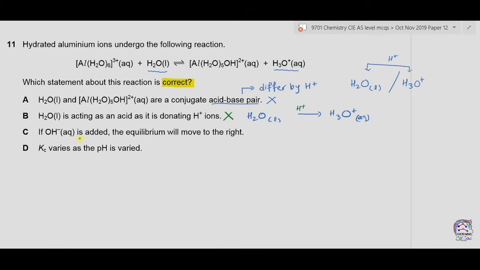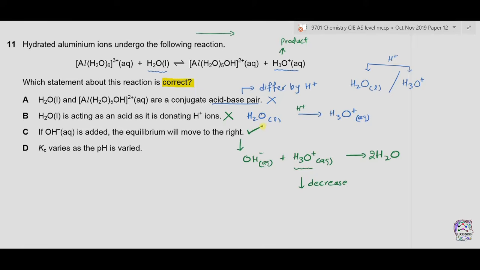Part C. If OH negative aqueous is added, the equilibrium will move to the right. As OH negative is basic in nature, OH negative will react with H3O positive in a neutralization reaction and form H2O. So the concentration of H3O positive will decrease, and as H3O positive is the product, the decrease in the amount of product makes the reaction go in the forward direction. So the equilibrium will move to the right.